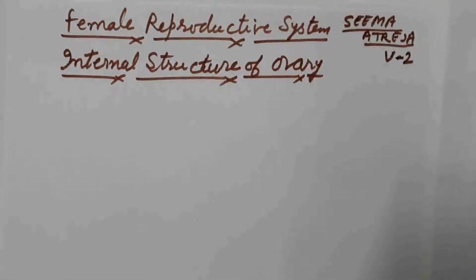Students, in today's lecture, I am going to discuss the internal structure of ovary. Ovary is intra-abdominal in position. It is present in the abdominal cavity. It is an oval almond shaped structure. So here I am going to draw the detailed structure of ovary.